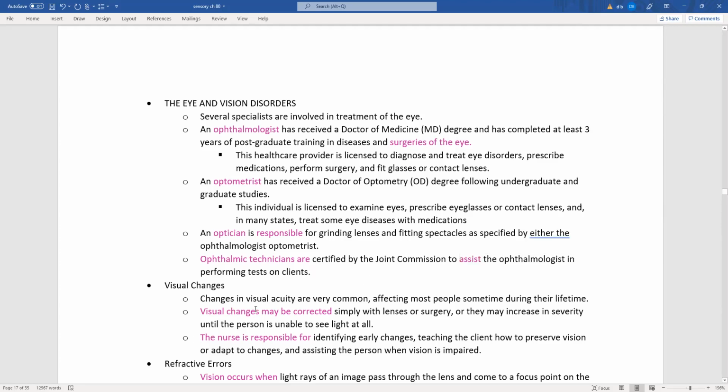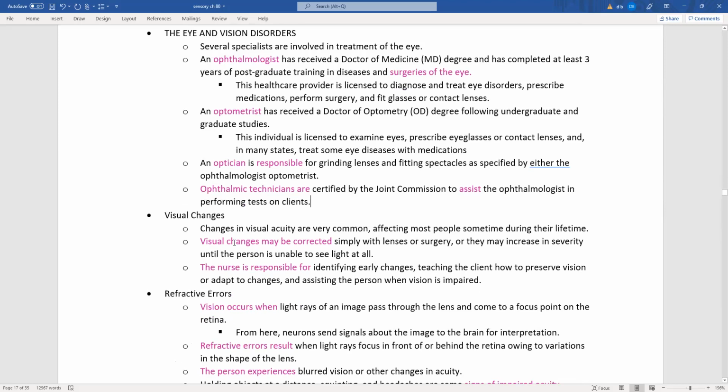So changes in visual acuity are very common, affecting most people sometime during their lifetime. It's mainly when the person turns 40 years old. When they hit 40, some changes start going on. It can be before then, but it's very common in 40 plus year olds. Visual changes may be corrected simply with lenses or surgery, or they may increase in severity until the person is unable to see light at all.